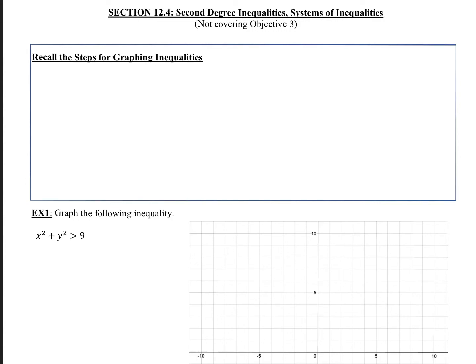Welcome to Section 12.4, Second Degree Inequalities and Systems of Inequalities. Please note we're not covering Objective 3.